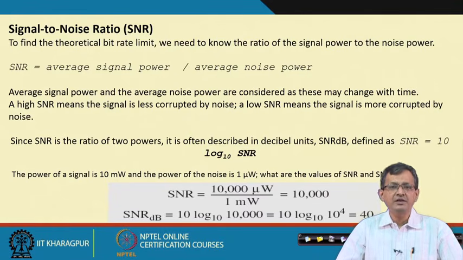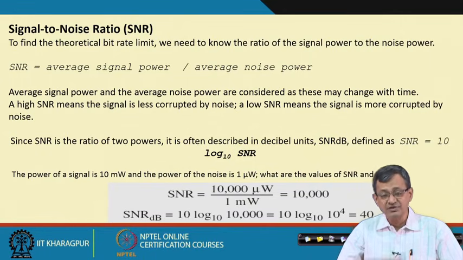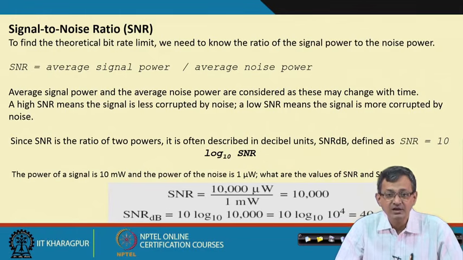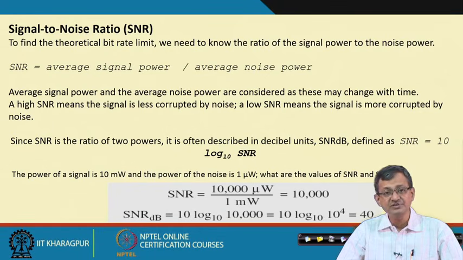Another metric that comes into play is the signal to noise ratio. To find the theoretical bit rate, we need to know the ratio of the signal power to the noise power, that is, average signal power divided by average noise power. So, we get the SNR. Average signal and average noise power are considered, as these may change with time. A high SNR means the signal is less corrupted by noise, and a low SNR means the signal is more corrupted by noise.